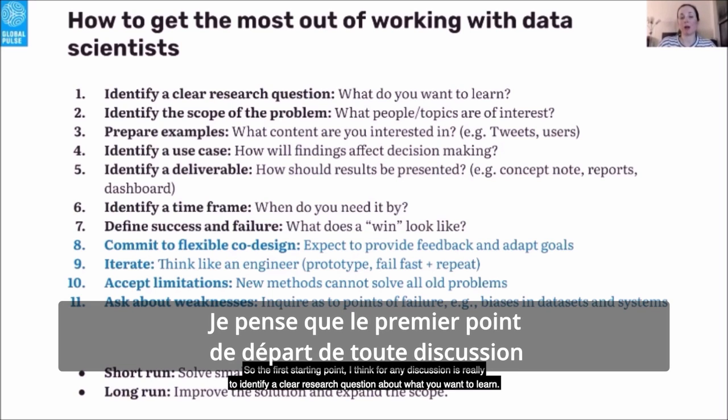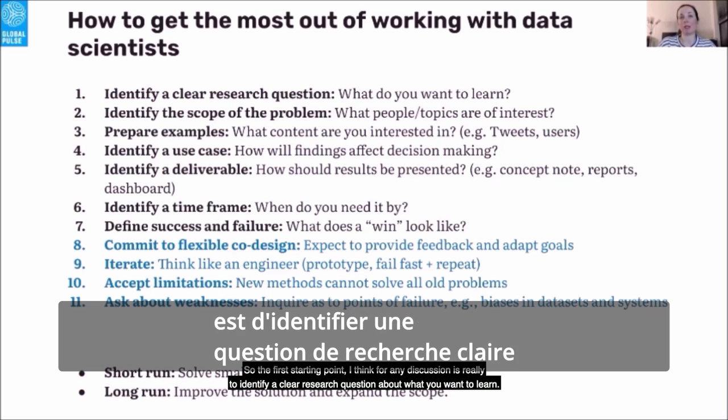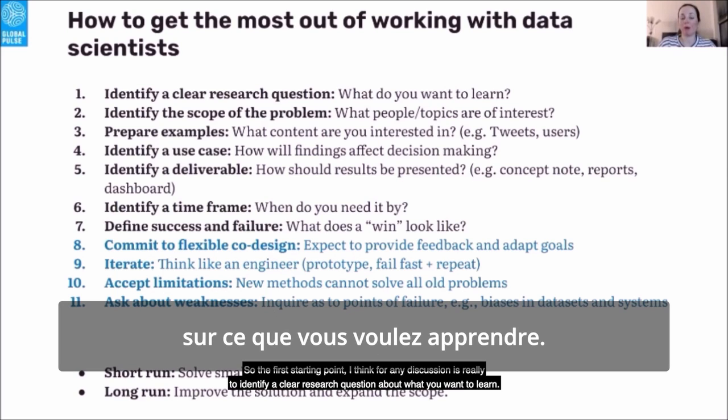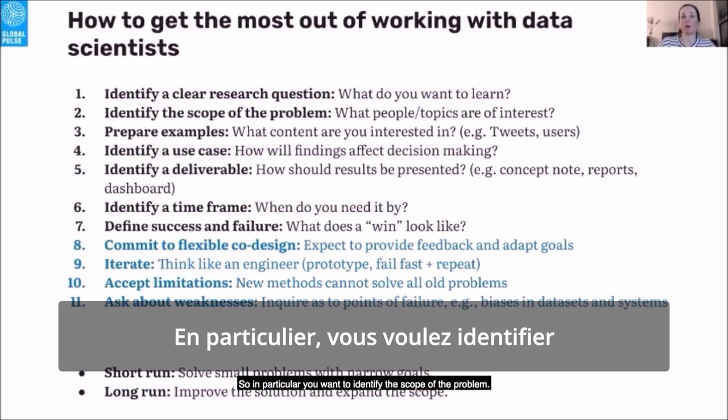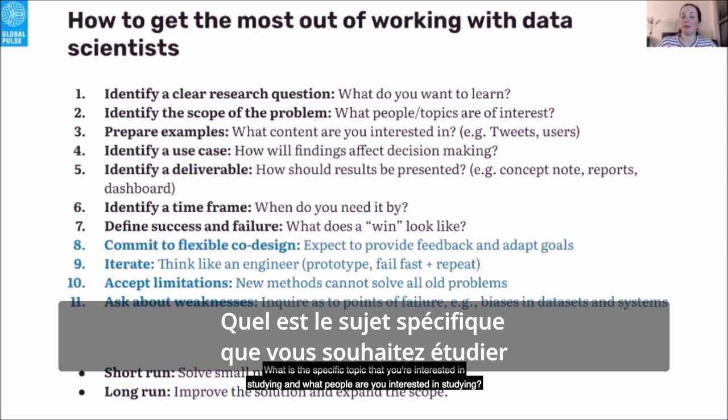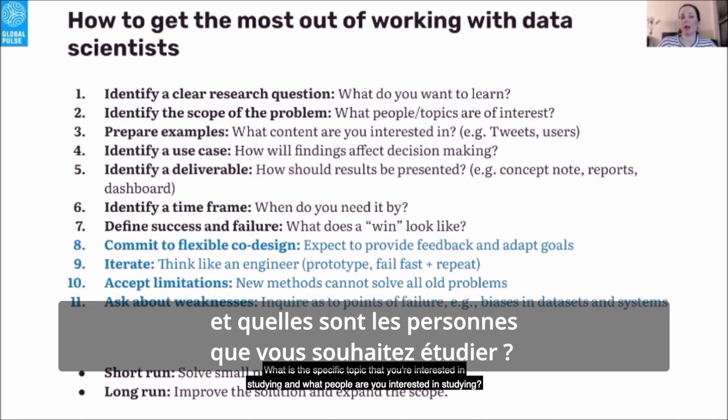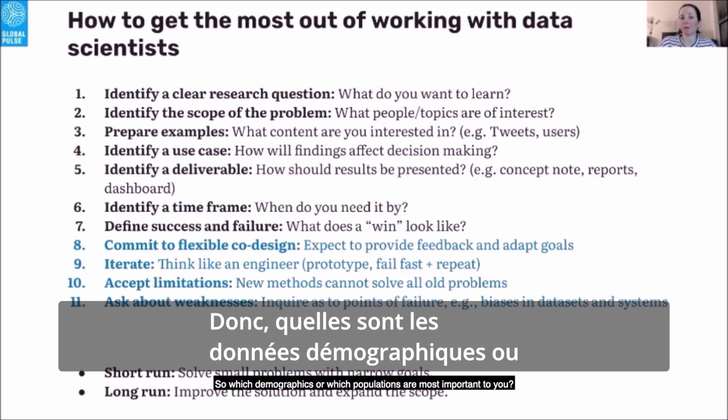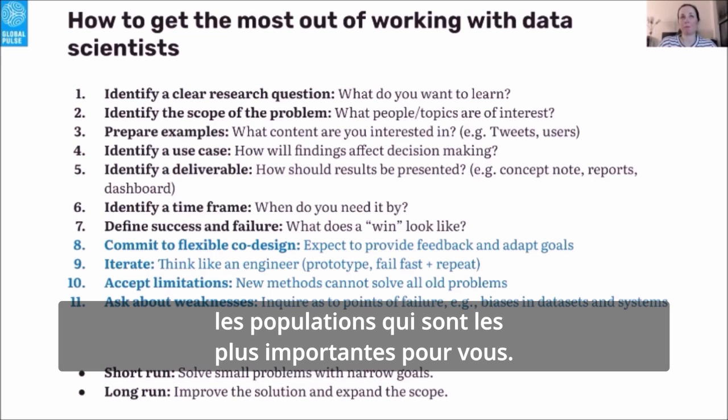So the first starting point, I think, for any discussion is really to identify a clear research question about what you want to learn. In particular, you want to identify the scope of the problem. What is the specific topic that you're interested in studying, and what people are you interested in studying? So which demographics or which populations are most important to you?